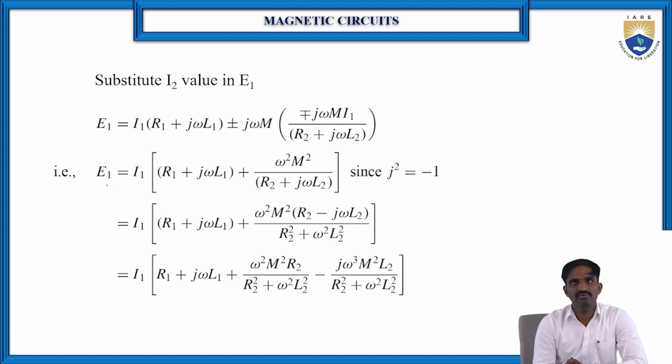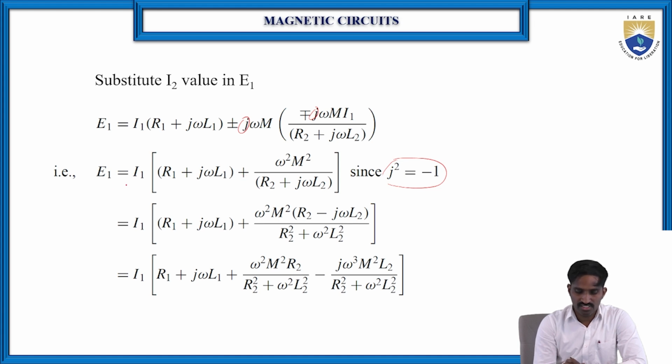Now if you simplify this, how can we simplify? Of course, here j is there and here j is there, so j into j, j square, will be equal to minus 1, that we know already. So substitute minus 1 here. Suppose if it is minus, then it will become plus. Let us consider the value as a plus.